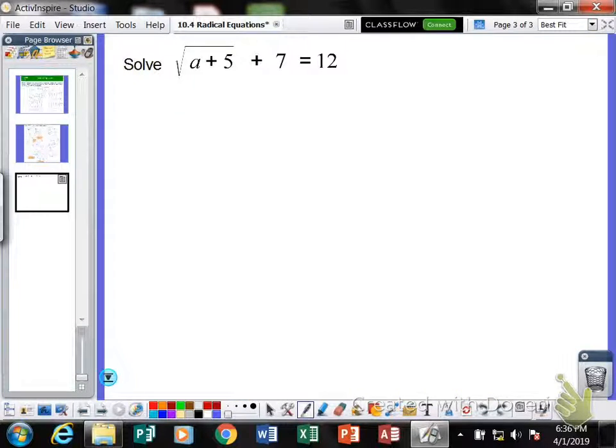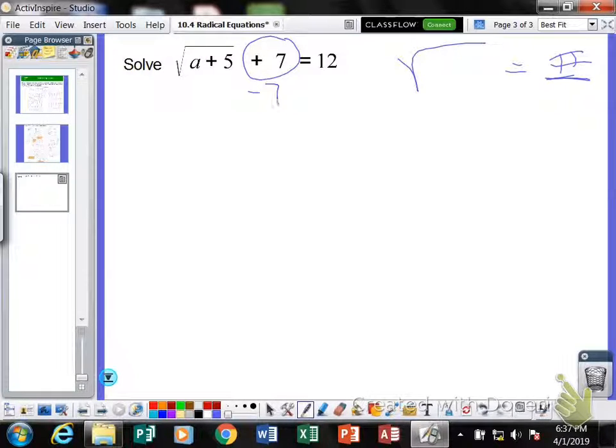Next one. When I see this, again, a lot of students will want to go and start squaring things. You don't want to square this yet because you have this plus 7 here. That plus 7 must be gone. Remember, we can only have the square root, nothing else, equal to some type of number. We can't have anything else along with the square root other than what's underneath the radical. So it's just the radical, nothing else.